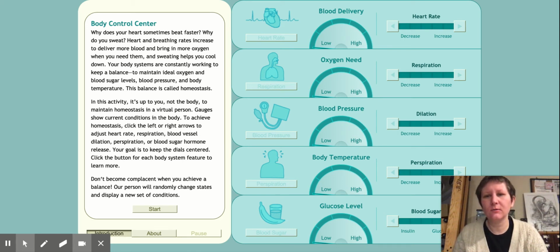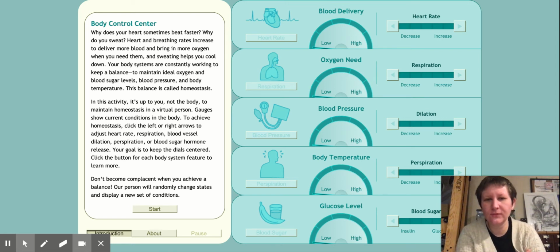It keeps our heart rate and breathing and sweating, and it controls all these things so that our temperature doesn't get too high. Like when a fever gets too high, that can be dangerous, or if your temperature is too low, that can be dangerous. And so homeostasis keeps your temperature about the right level.